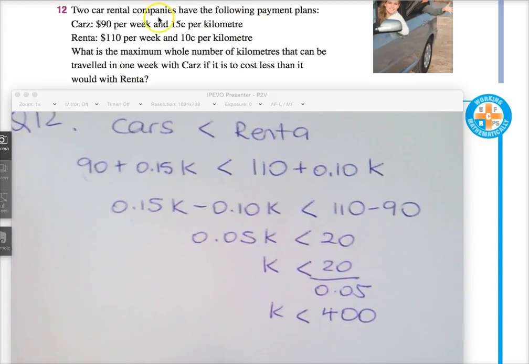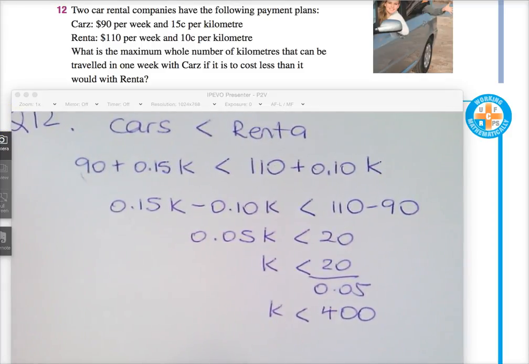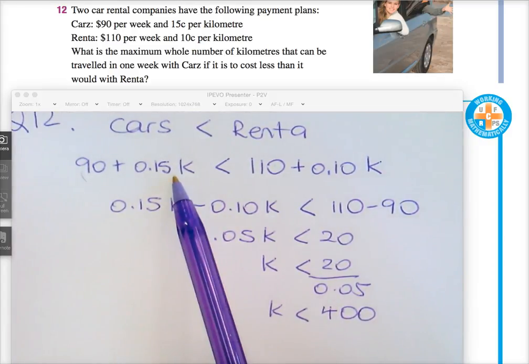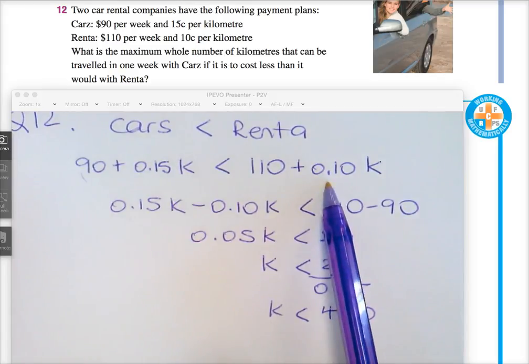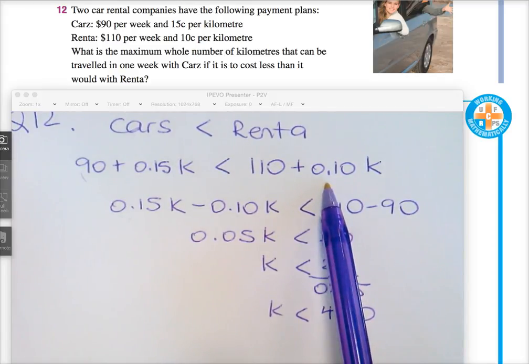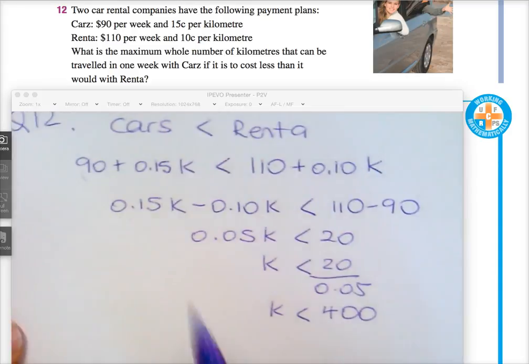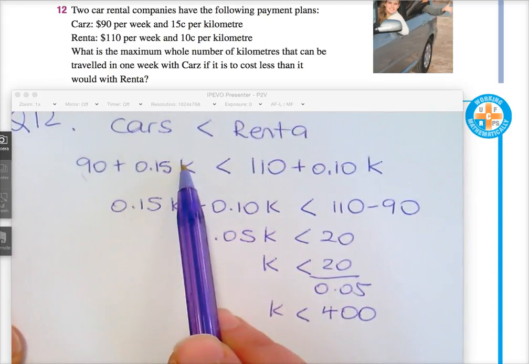So 20 divided by 0.05, is that 400? So therefore, the maximum number of kilometres that can be travelled in 1 week, if cars is to cost less than it would with renter, well, it's got to be less than 400. So it's got to be 399. Now, if you put in 400, you should get exactly, I believe, the same cost. So why don't you try that? Put K is 400 into cars.